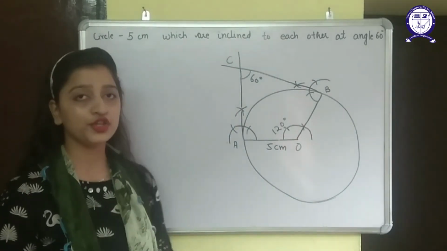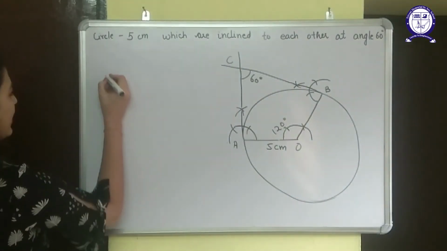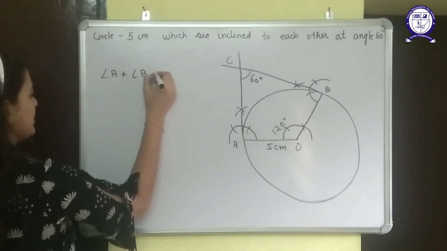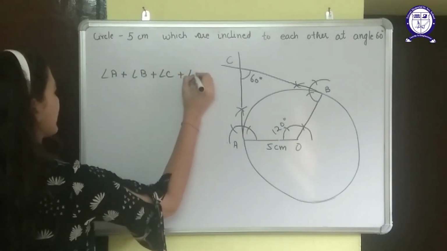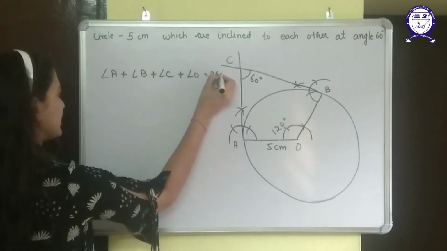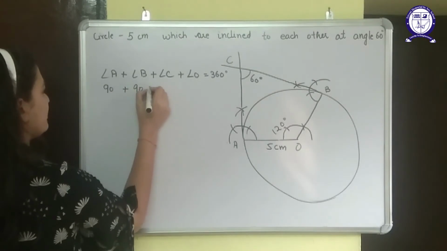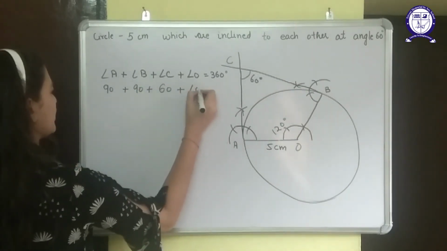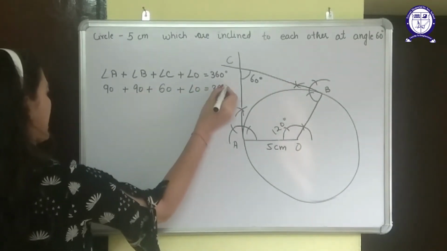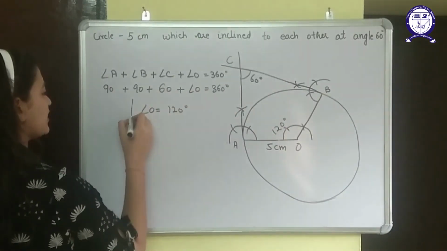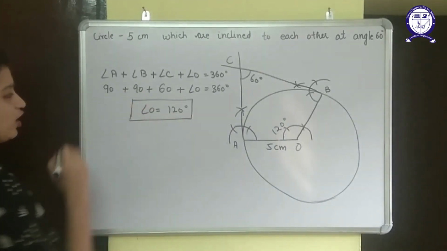And one more thing you need to do in the question is, you will write angle A plus B plus C plus angle O equals to 360 degree. This is my 90 plus 90 plus 60 plus angle O equals to 360 degrees, and angle O will be 120 degree. This is the thing you need to write in the beginning of the question.